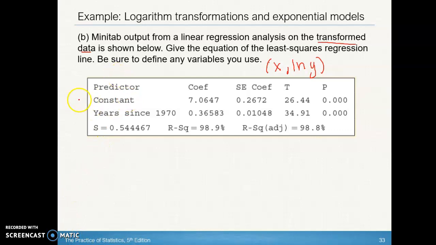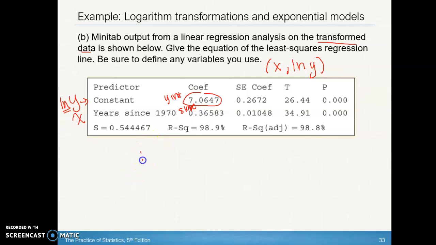All right, now let's take a look at the answer. Number one, remember the top always represents your y. The bottom represents your x's. What I'm going to do is put natural log right here, because that reminds me that I took the natural log of y, but not x. So this is going to be my y-intercept, and this is going to be my slope.